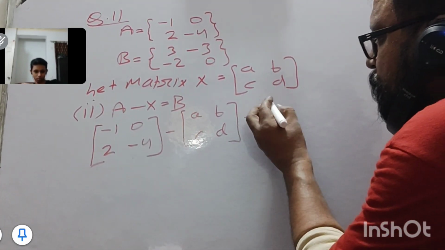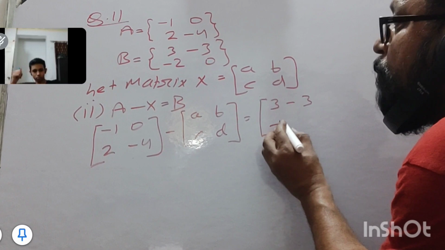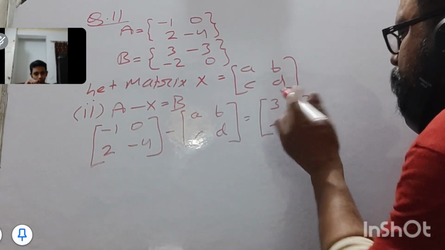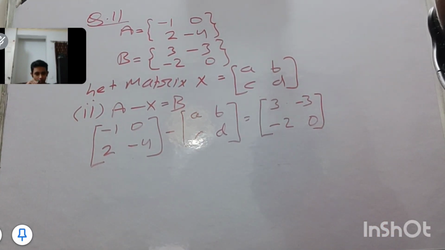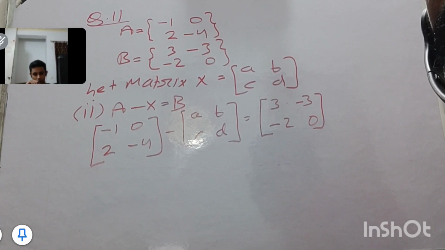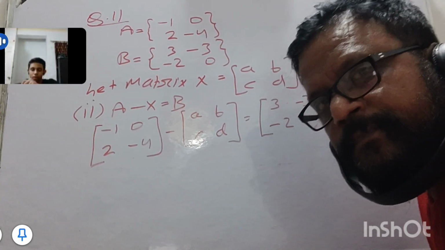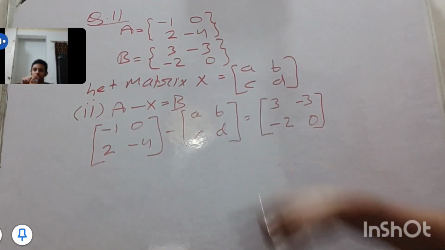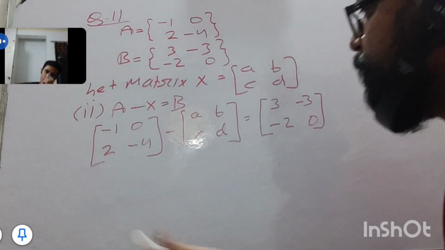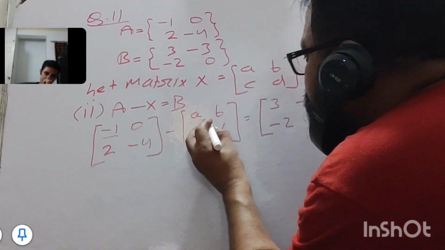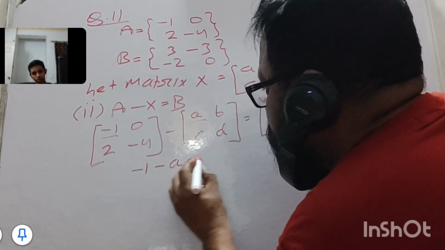[3, -3; -2, 0]. Now we will take -1 minus a. For the first entry, we have -1 minus a is equal to 3.